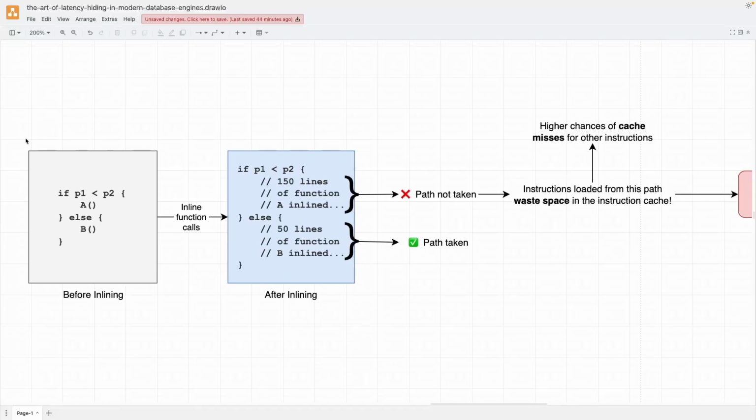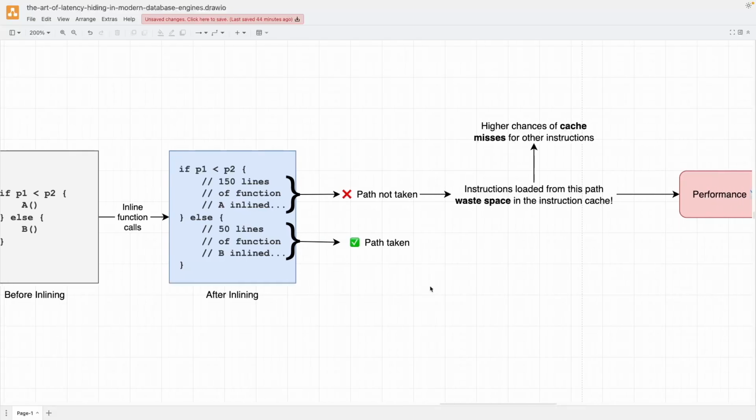Say that before function inlining, your code looked like what's on the left. You have a condition. If the condition is true, you call a certain function. Otherwise, you call another function. Simple, right? Now you do function inlining. Once you do function inlining, the entire body of these two functions is pasted here. So we have 150 lines of function A and 50 lines of function B.